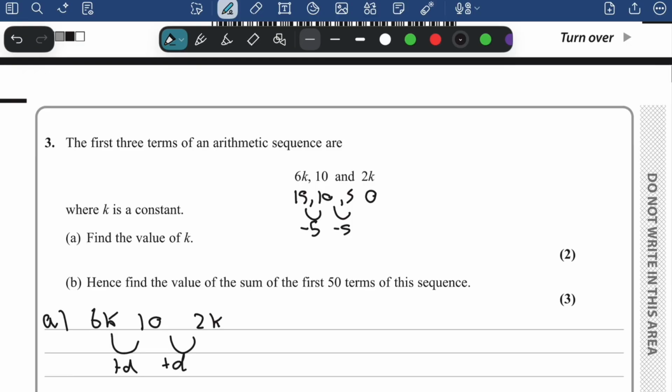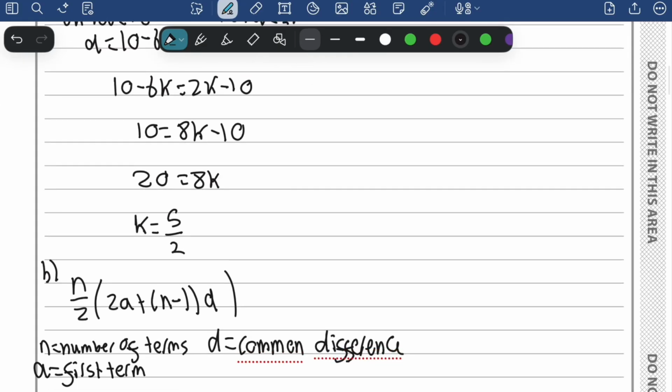We can see it's eventually going to be 0, then minus 5, then minus 10, so we're adding a lot of negative numbers together, right? So that's another nice 5 marks.